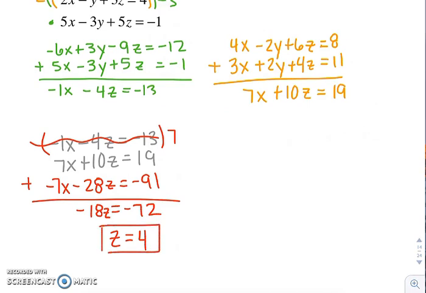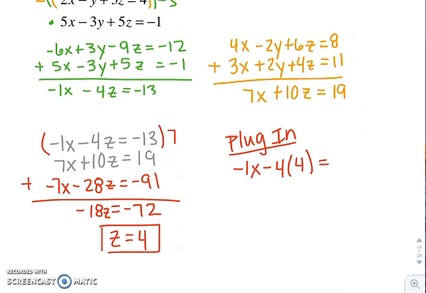So then we've got to plug that guy back into one of those equations with just 2 variables. So let's do negative 1x minus 4 times 4 equals negative 13. So negative 1x minus 16 equals negative 13. Add that 16 over and get 3. So x will be negative 3.